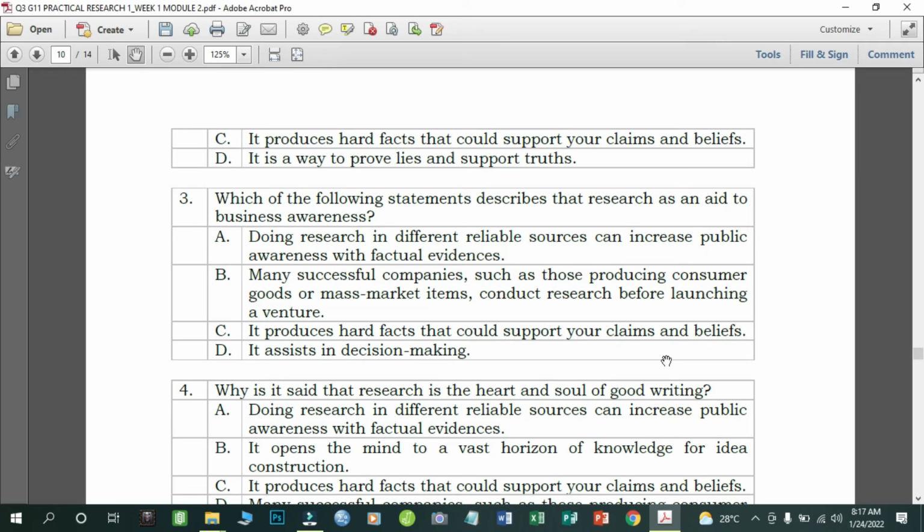Okay, what's your answer? Okay, correct answer is letter B.